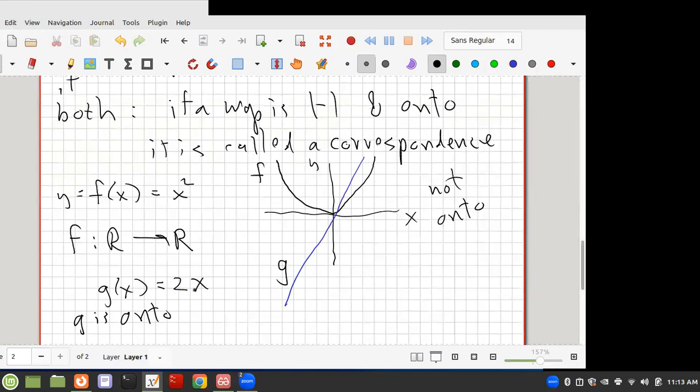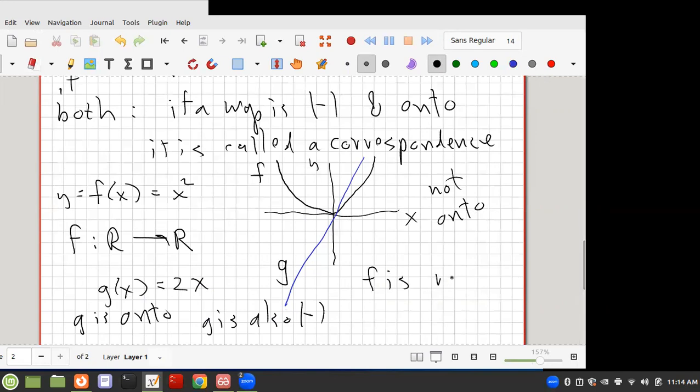Because I put in a positive. For any y value, I'm going to get an x value, right? So no matter what I have for the y value here, I'm going to have an x value that maps to it. And you can see that whatever y value I divide by 2, that's going to be the x value. Also G is 1-to-1, right? But F is not. No, F is not 1-to-1.